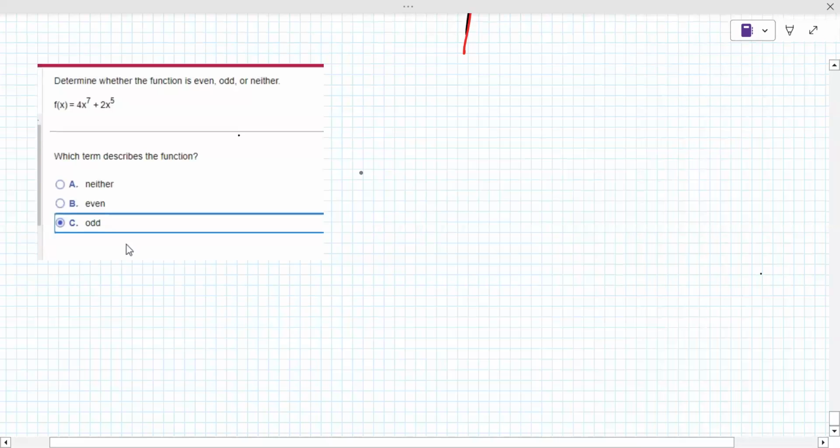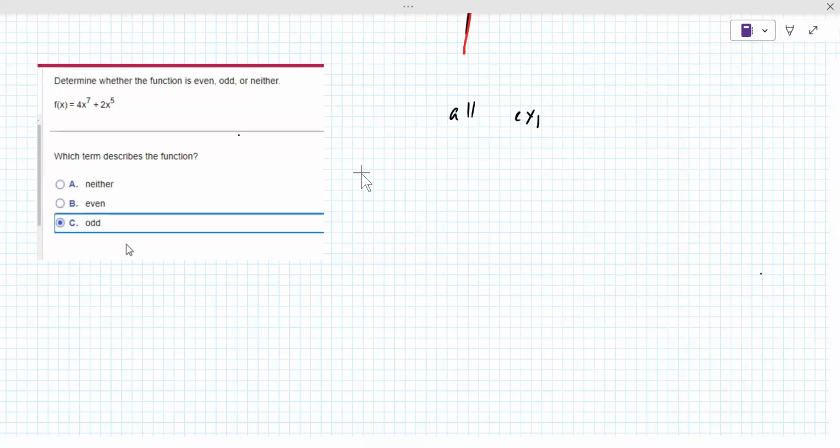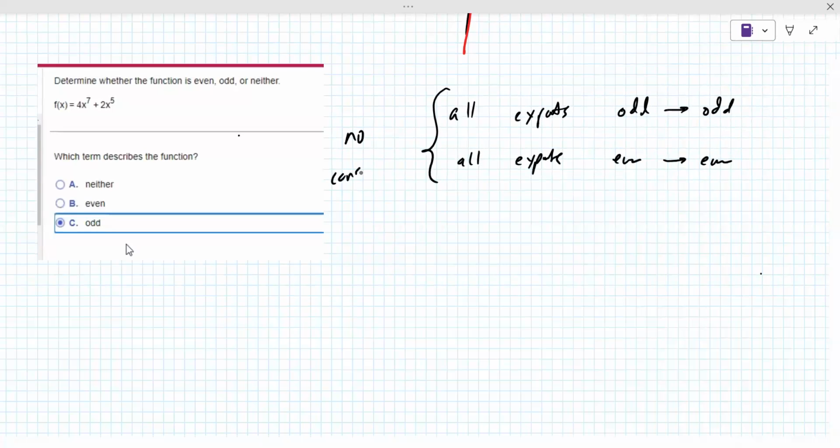If all the exponents are odd, then it is odd, and if all exponents are even, then it's even. But in both cases, it can have no constants. Like it couldn't have a +5. You're not allowed to have that. I'm going to write this down.